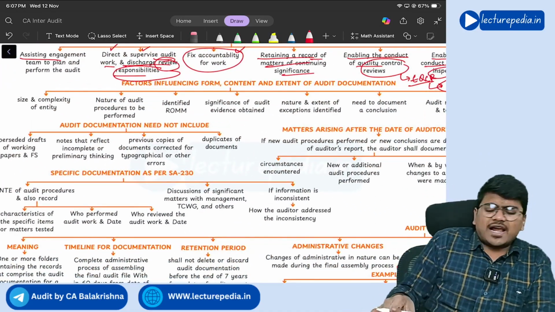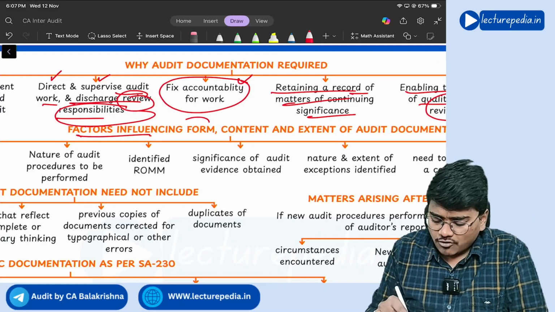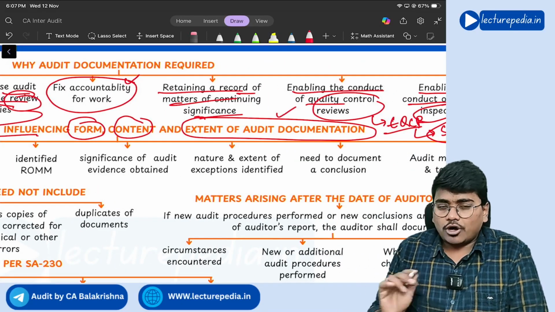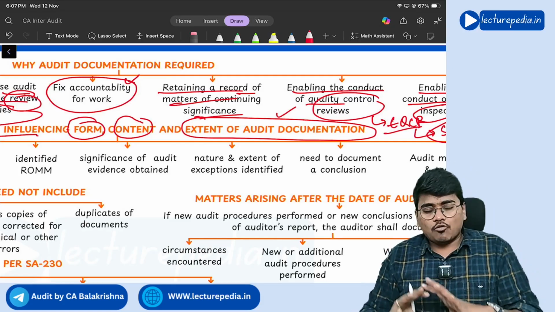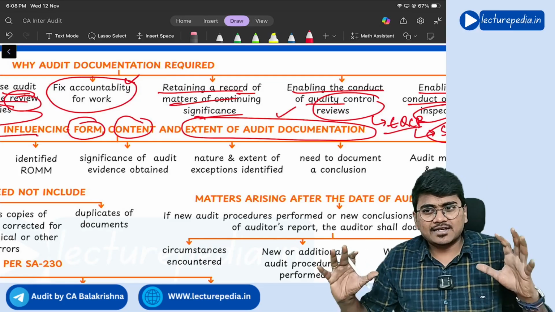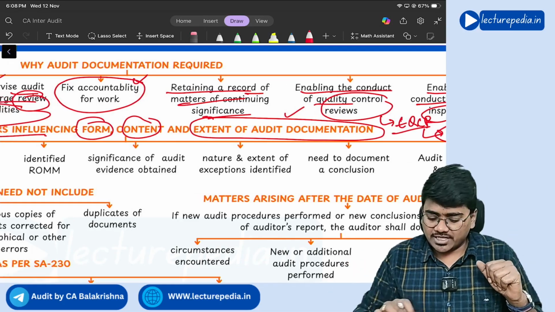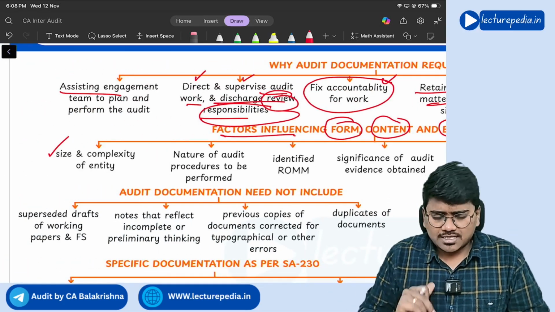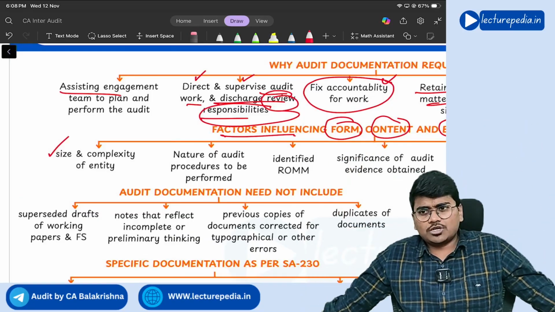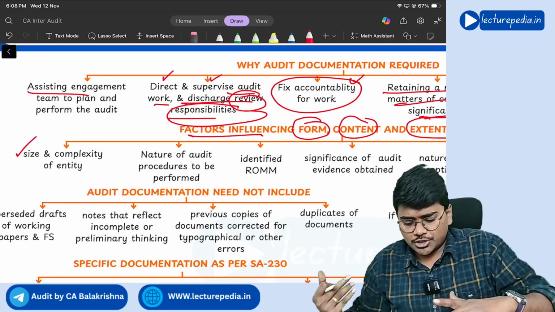Next, factors influencing form, content, and extent of audit documentation. So, what factors will influence the form, content, and extent of audit documentation? Let us see. First of all, size and complexity of the entity. If the size of the entity is huge, then the amount of documentation will also be huge, correct or not?